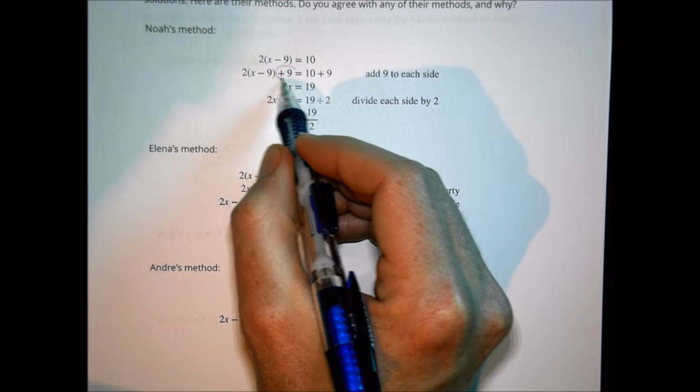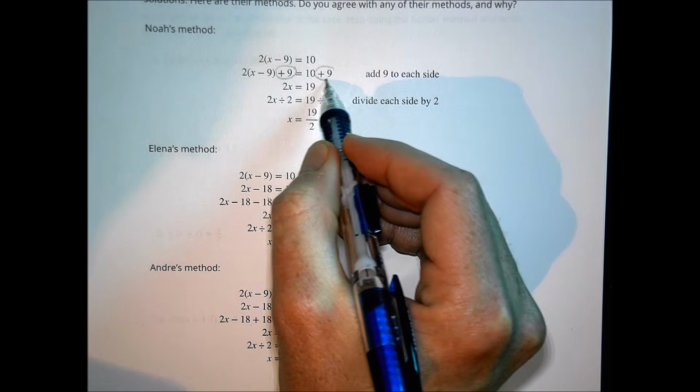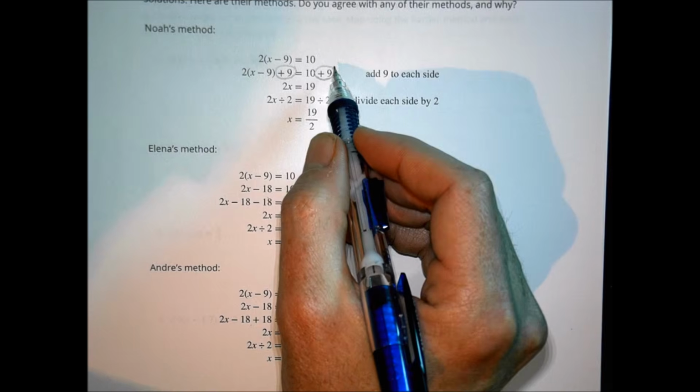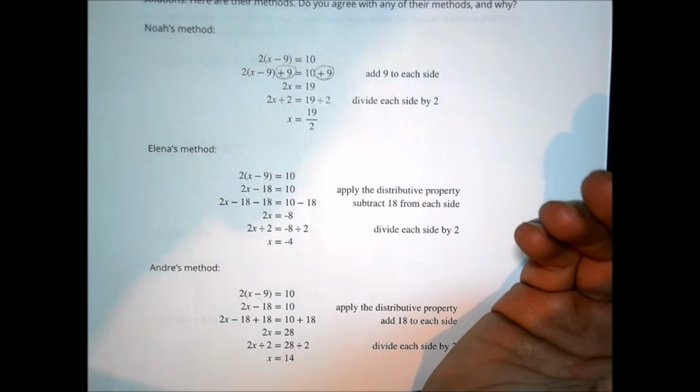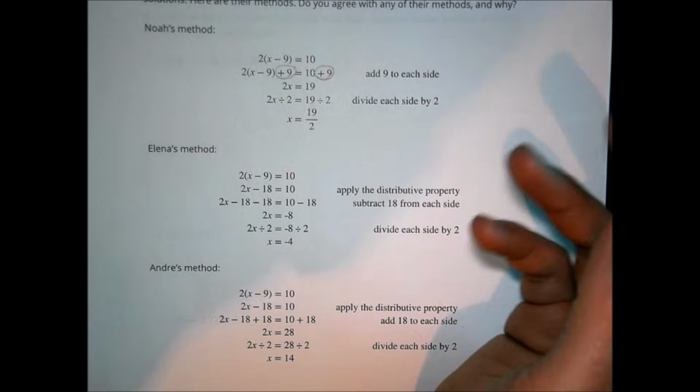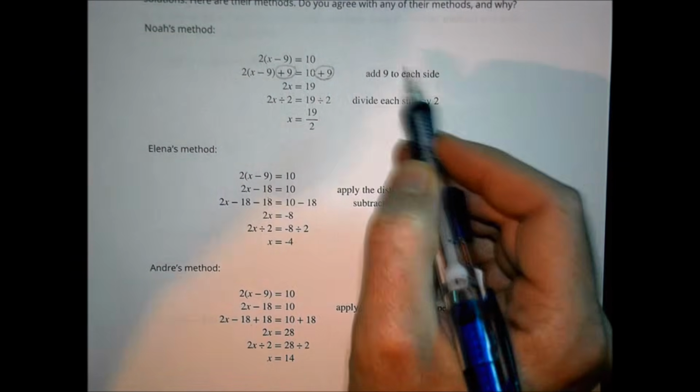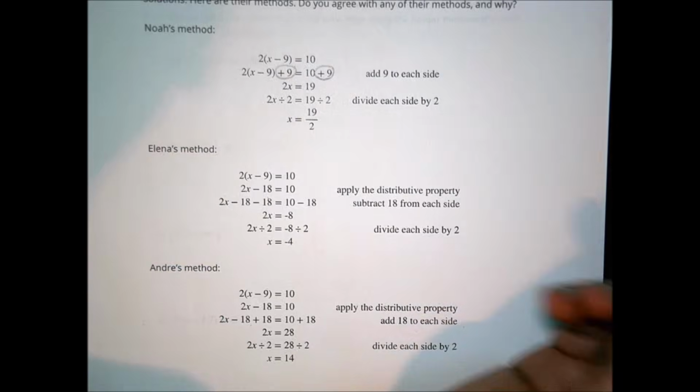he's adding 9 to both sides. Now in terms of an equation keeping things balanced, there's nothing wrong with adding 9 to both sides. You could add 5, you could multiply by 7 to both sides. As long as you do it to both sides, that's okay. But where does it go wrong?